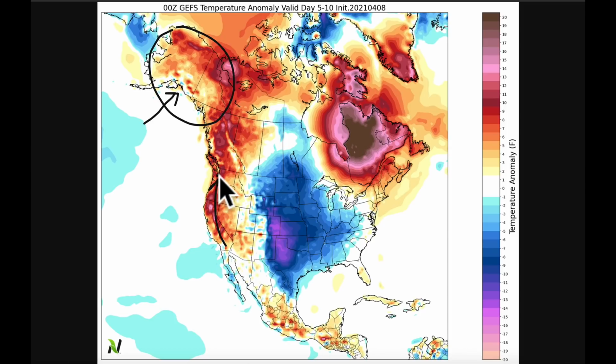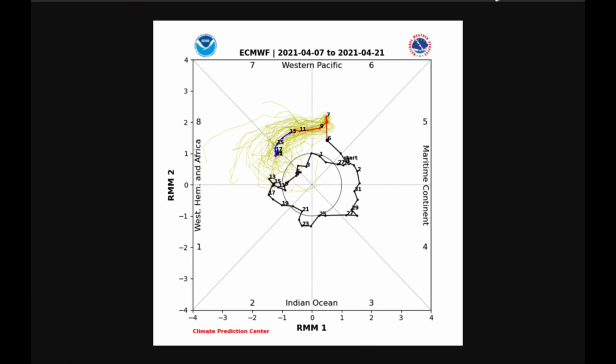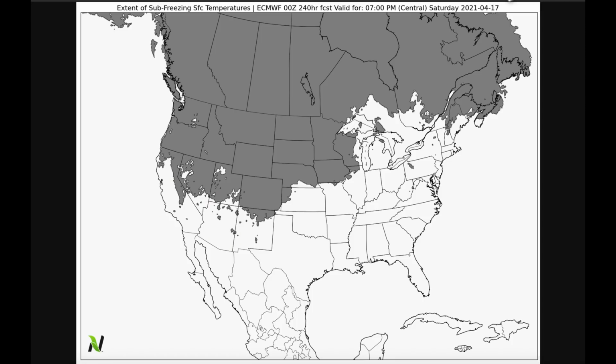There's warmth, a lot of it along the west out to day 5 through 10. And just to understand something here, this correlates very well with the MJO being over in phase 7. But I have big questions as to how long it's going to be able to stay there. I'm going to address that in just a moment as we start to wrap this up.